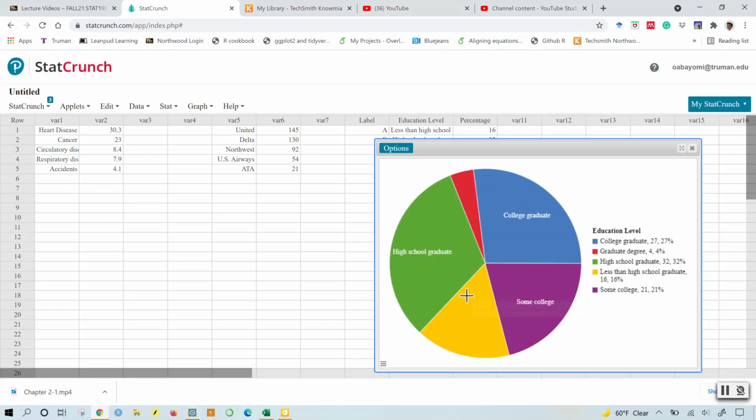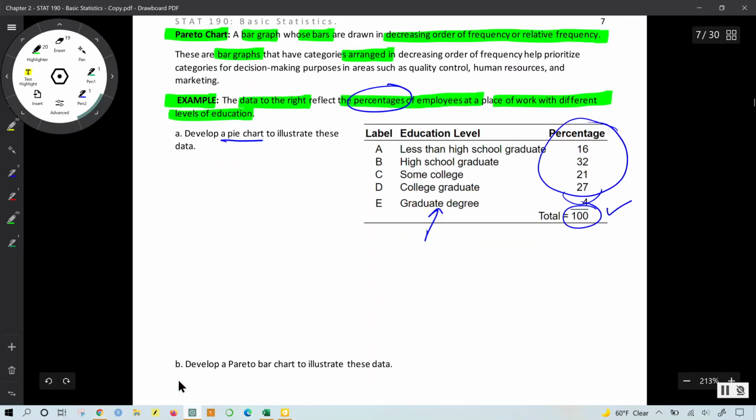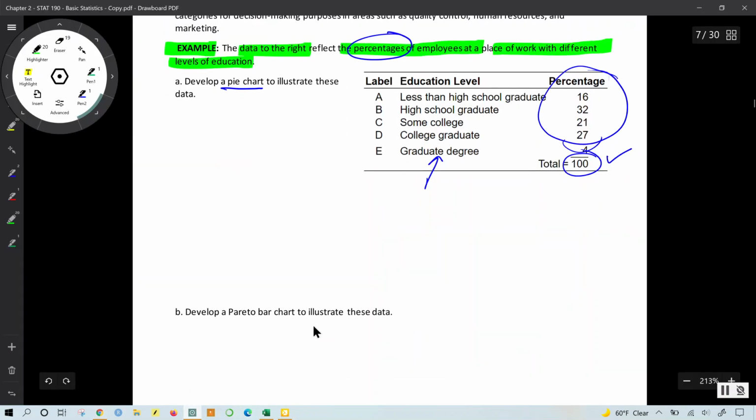And the beauty of that is you can immediately see at a glance that high school graduate takes a huge chunk of these categories. So back to what we're doing here. We would also like to develop a Pareto chart to illustrate this data. Let's see how to do that.